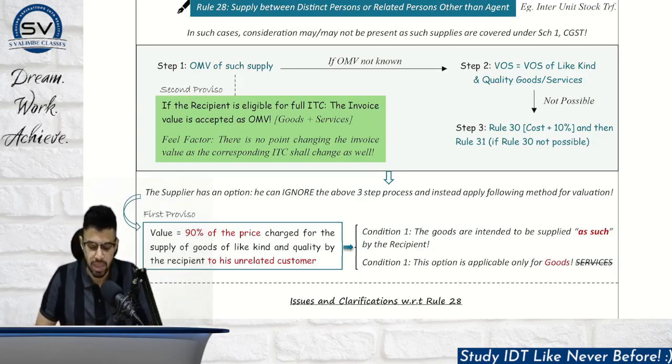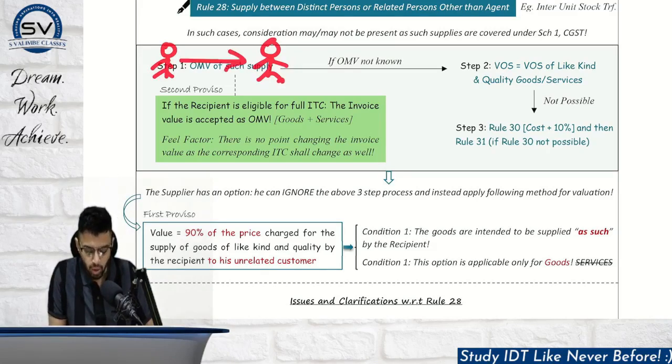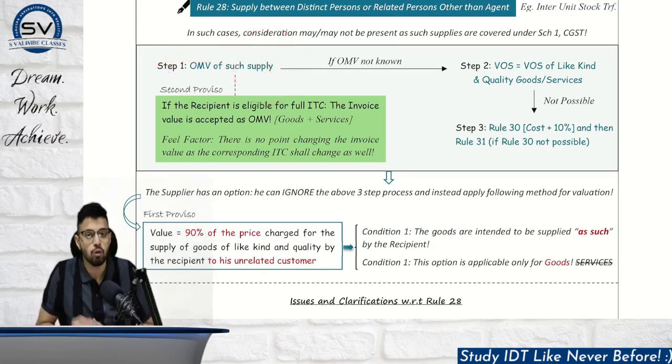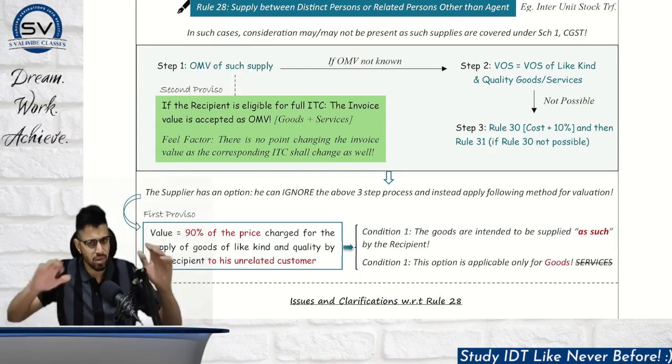Sir, we didn't get this, please repeat. Okay, let's understand what I'm saying. If this is the supplier, this is the recipient, these are distinct persons, that is why we are applying rule number 28. Now, if this recipient is eligible for full ITC, right? So in that case, government says that whatever the supplier declares as the invoice value will be accepted as the open market value of supply. Now, this is the learning part.